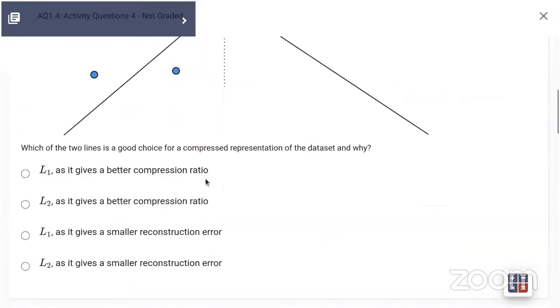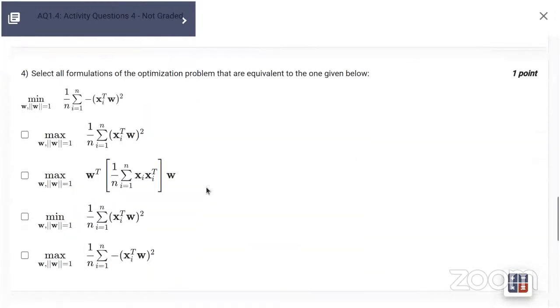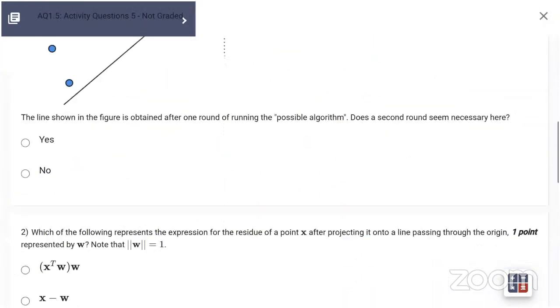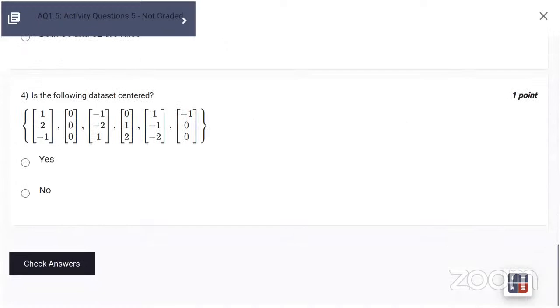Also, in MLF, when we compute PCA, the first step is subtracting the mean from the data set. There is no question on centering? I thought there is. There is a question. Yeah, this one.